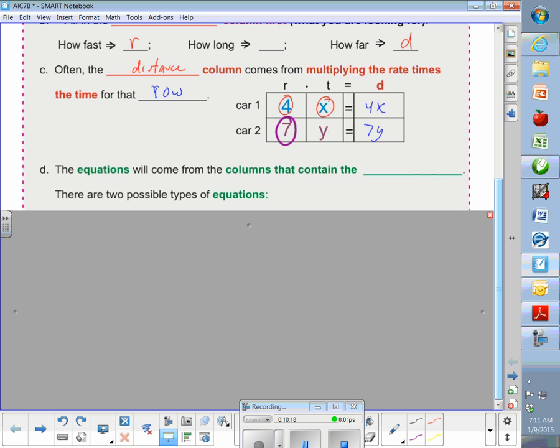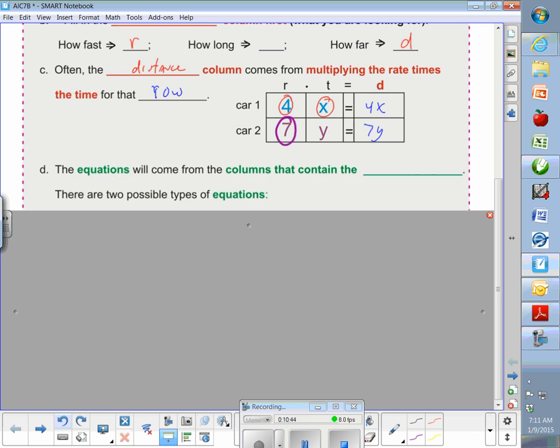All right, look at D if you would, please. So now you have a completed chart. What comes next? Next, we have to write the equations. And this is a system, and a system contains two equations. So we have to write the two equations.